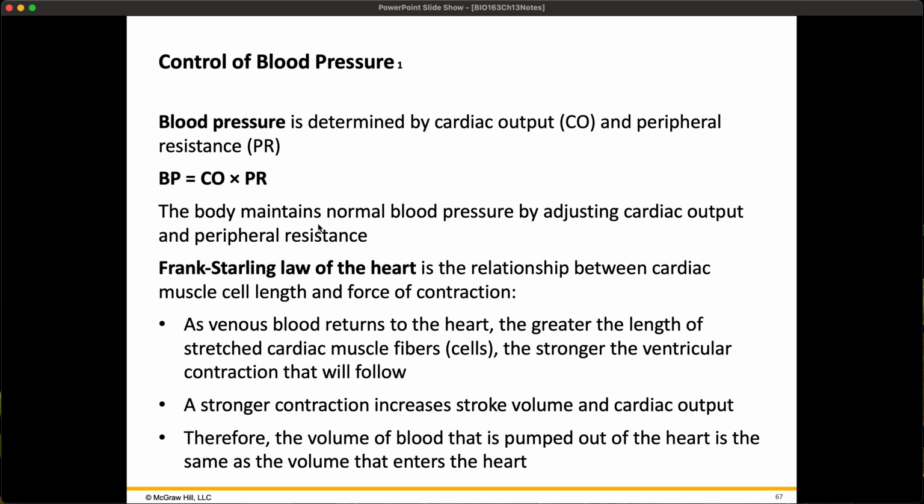Some aspects of peripheral resistance can't be changed, but some can. Essentially vasodilation, vasoconstriction. As the body adjusts those, that can then increase or decrease blood pressure.